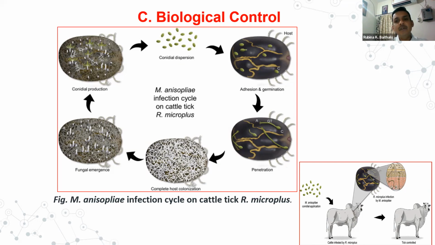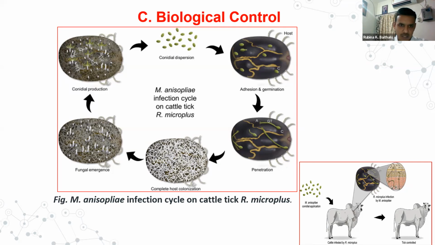It has to be sprinkled during the cooler part of the day, because for the development of the fungus, it requires slight moisture and humidity. The humidity should be at least 60%. So it is better to apply during the evening so that the moisture and the humidity will be maintained inside the premises.